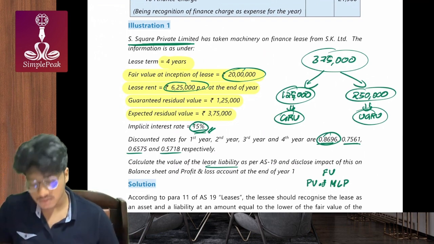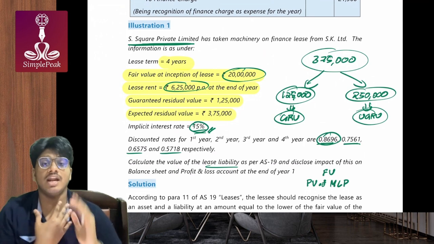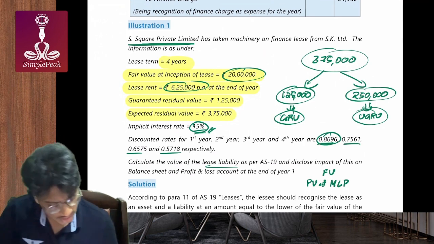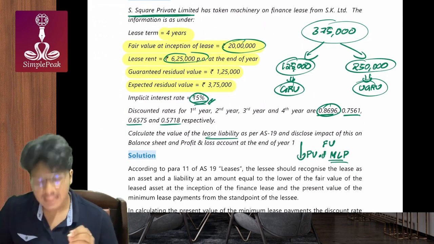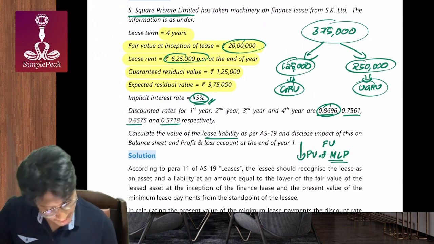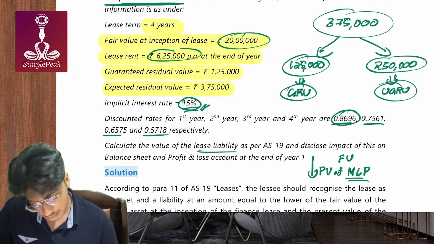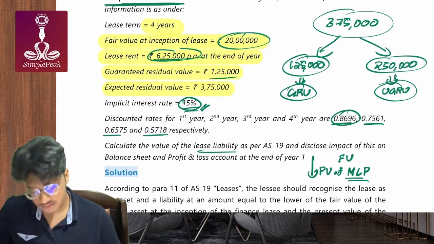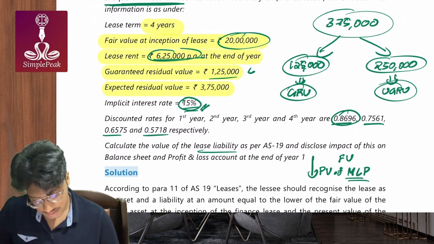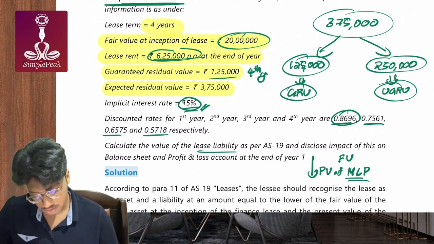So for Esquire Private Limited, who has taken the machinery and who is required to make the payment, he only needs to take the present value of minimum lease payment. Whichever is lower, that needs to be your lease liability. So present value of minimum lease payment. What is minimum lease payment? Lease rent plus guaranteed residual value at the end of the lease term. That is, in the 4th year, you need to pay this also.